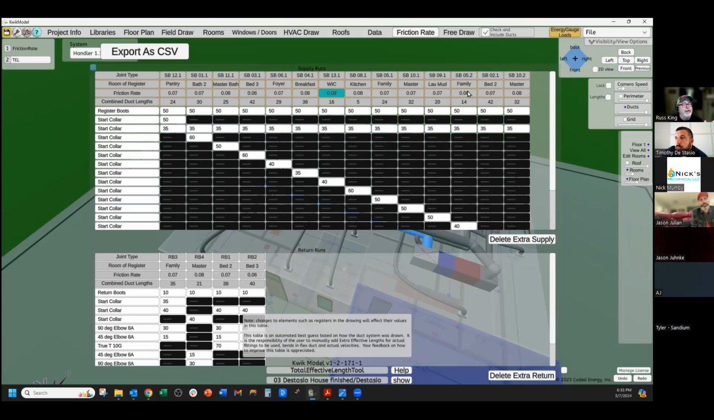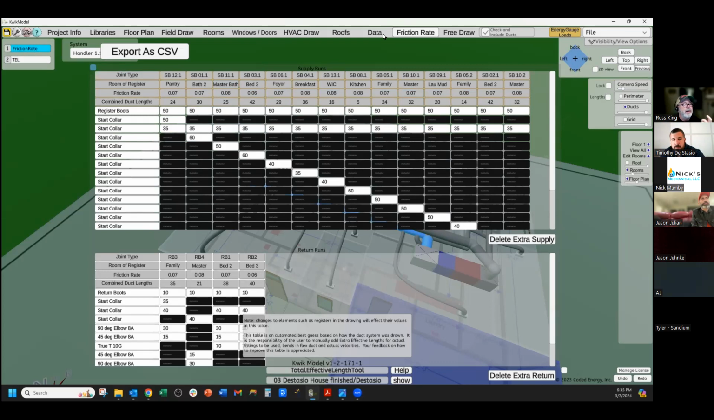And so it'll calculate your friction rates for you. I like to be around 0.1 or just a little bit less. I do mostly all flex designs, and they tend to work out to be right around 0.1. Unless it's a two-story house and you're going from the attic down to the first floor, then you get a different friction rate.